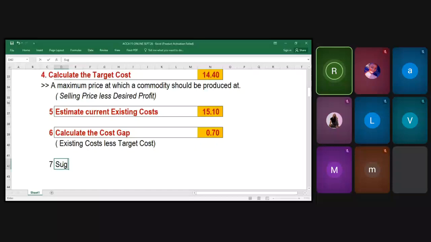Suggest ways to close the cost gap. So our cost gap of 70 cents needs to be closed off. All right. We are going to make suggestions. What is it that we should do in order for us to close this gap?